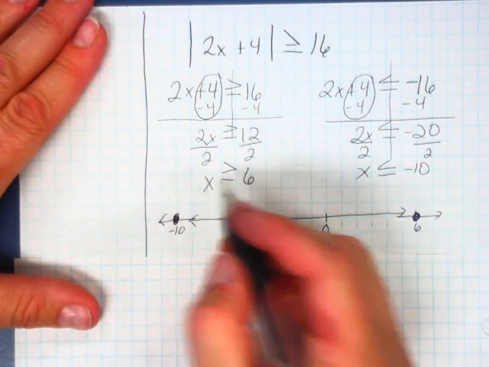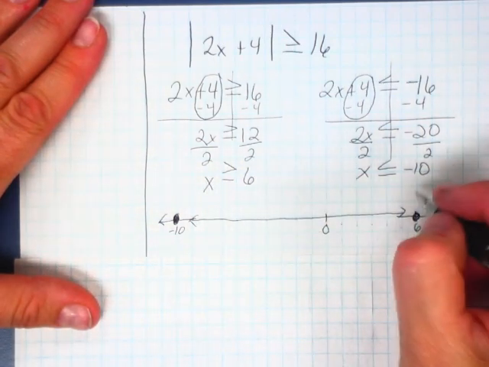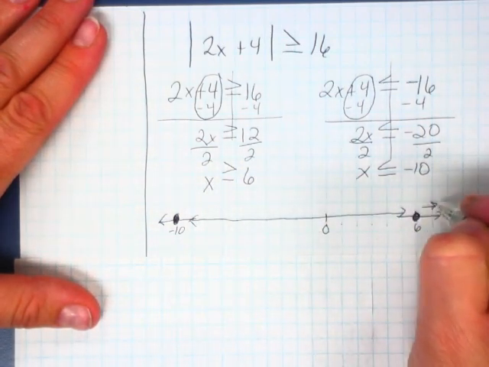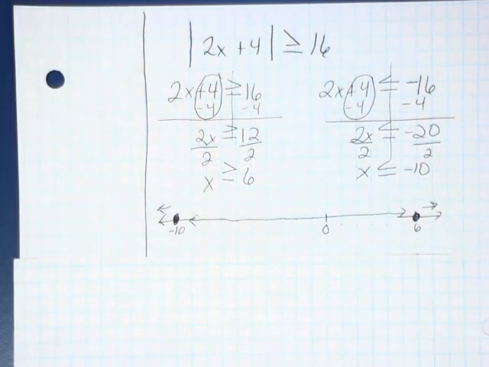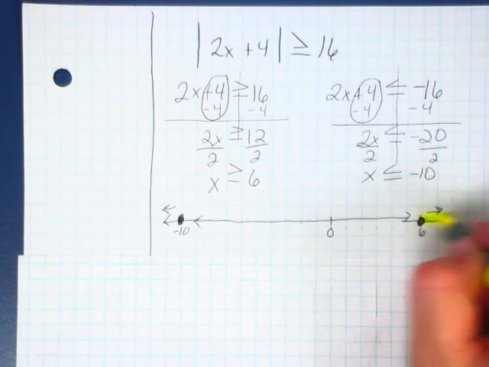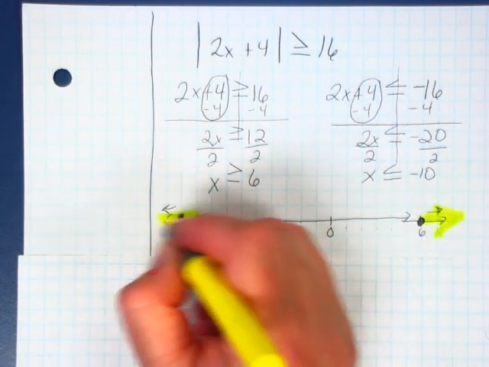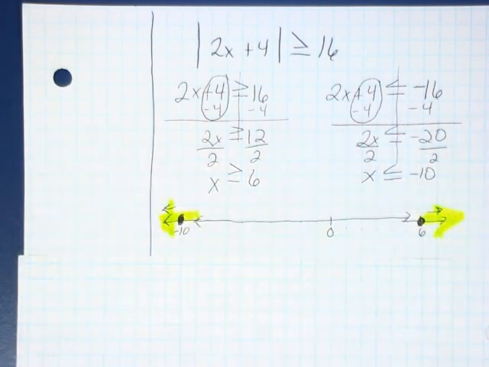We're looking for x that is greater than 6. Well, that would be this way. And x is less than 10. So we're looking at a disjunction here. We're coloring in this way, and we're coloring in this way.